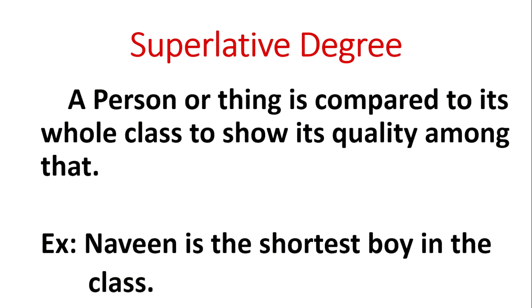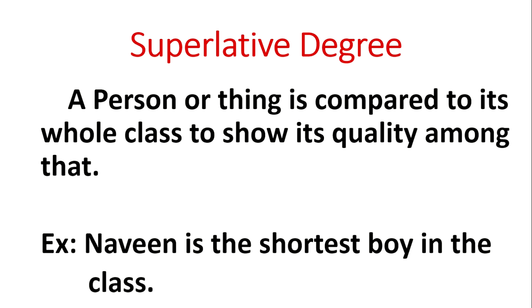Superlative degree. A person or thing is compared to its whole class to show its quality among them. A particular person or a particular thing is compared to its whole class in order to show its quality. For example, Naveen is the shortest boy in the class. The class here represents the number of students in the class. There may be more than 30 to 40 students in the class. So I'm representing that among all the 40 students, Naveen is the shortest boy. This is called the superlative degree, comparing a person or a thing with the whole class.